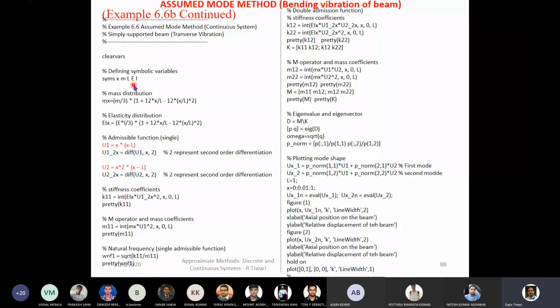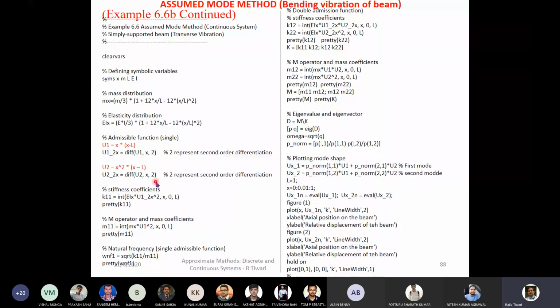We know the distribution of the mass is given in terms of x, L, like this. Similarly, if the elasticity is given, we have chosen one admissible function like this. If you are choosing any other admissible function, you need to change it here. This is the second admissible function. Initially, I have solved for the first natural frequency by choosing only U1. You can see that we require the second differentiation of the admissible function. This command gives that.